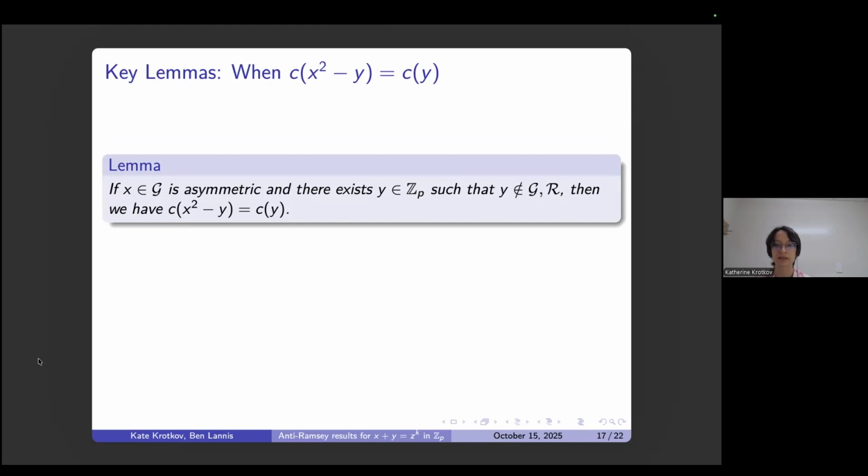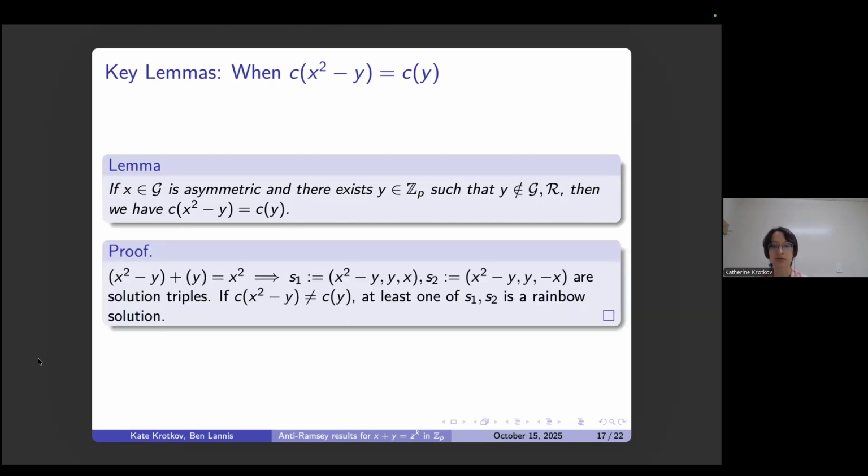And the proof for this is, again, by constructing solution triples. x squared minus y plus y is equal to x squared. And so we have 2 solution triples now because minus x and x are both equal to x squared. And that's also another case where it's nice that we're dealing with an even power of k, because if k is equal to 3, for example, we can't conclude that.